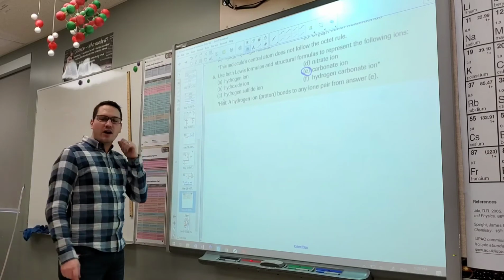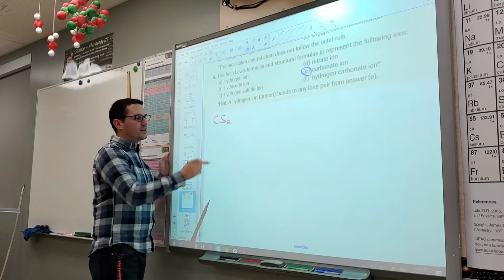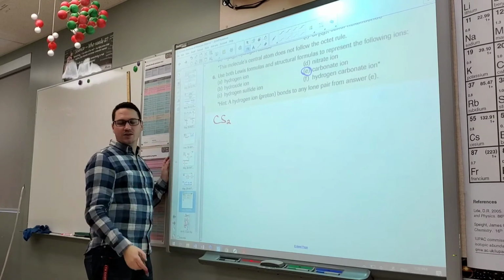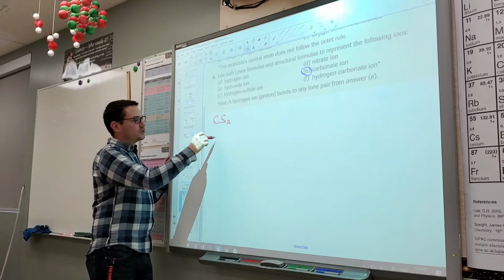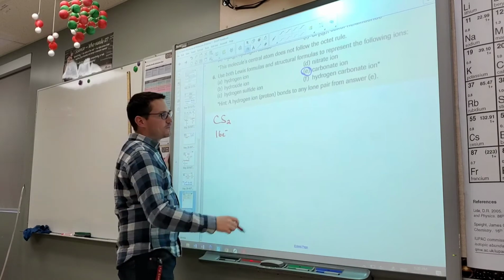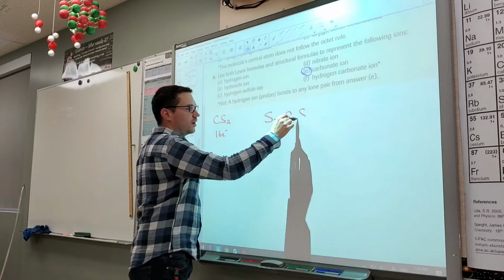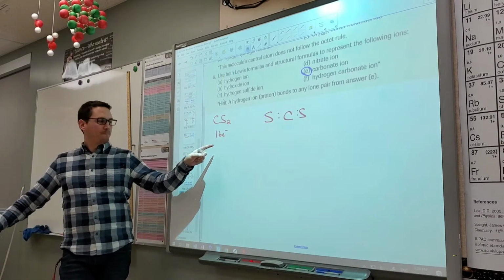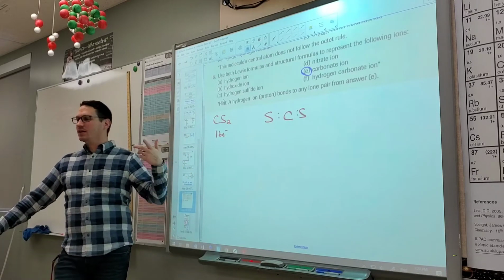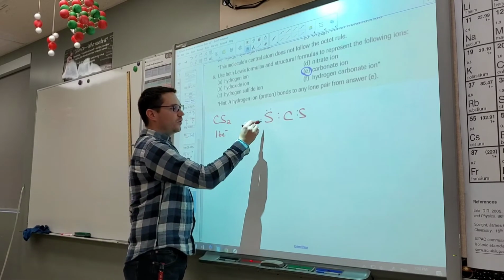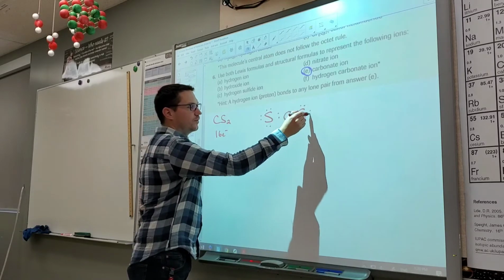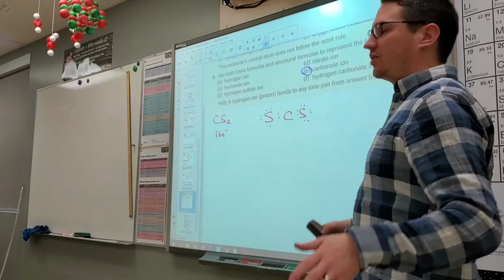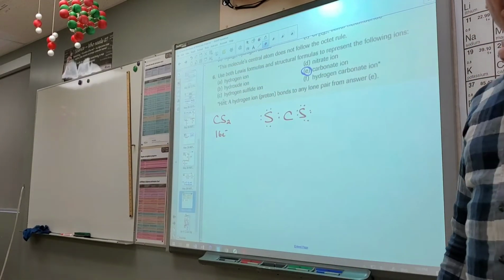Let's do carbon disulfide. So when I do carbon disulfide, that's 4 plus 2 sixes, so 4 and 12 make 16. So we got 16 electrons to go around. So carbon disulfide, 1, 2, 3, 4. So I've used 4 out of my 16. I got 12 left. 2, 4, 6. 2, 4, 6. And I'm done all my electrons. I've got no more electrons to go around.